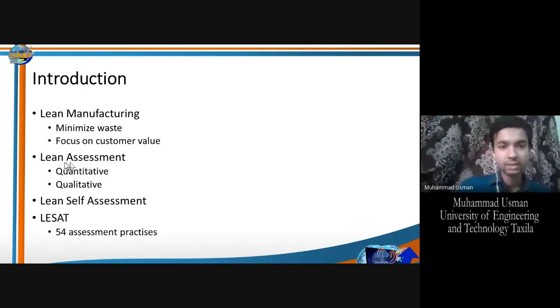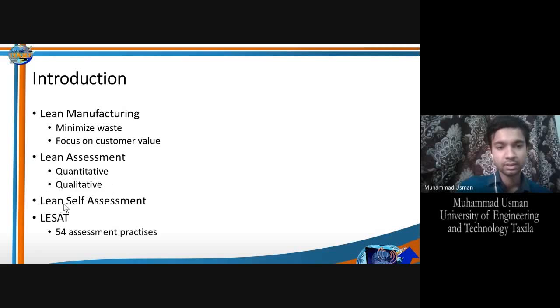Next is lean assessment. Assessment is basically the assessment of how much lean is implemented in the industry. It is basically of two types, quantitative and qualitative. Quantitative means we assess the lean through calculations, formulas, and analytical methods. And qualitative means through survey questions and any other model which assesses qualitatively in a questionnaire or survey. My basic work is on the qualitative method.